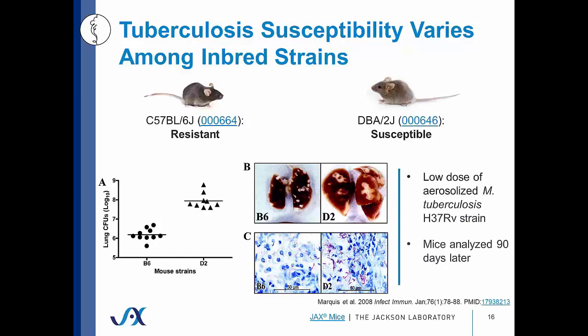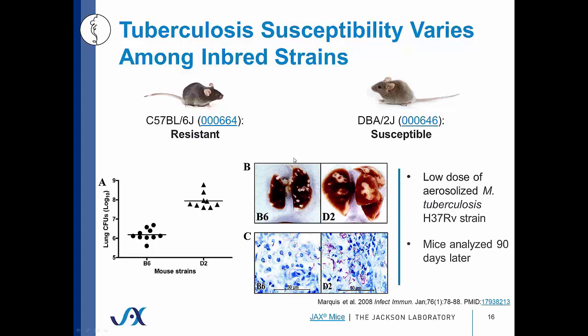In another study, Black 6J mice and DBA/2J mice were infected with a low dose of the tuberculosis H37Rv strain, and bacterial loads were measured in the lung between these 2 strains. We can see that Black 6J mice had much lower bacterial levels in the lungs as compared to the DBA/2Js. When they looked at gross lung pathology, you can see not only that lungs from the DBA/2J mice are much larger than the Black 6J lungs, but they also have much larger and more diffuse lesions.